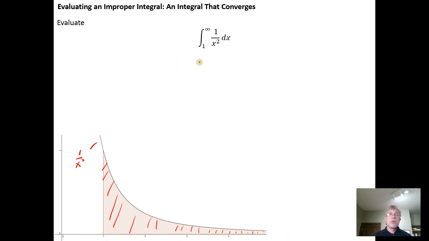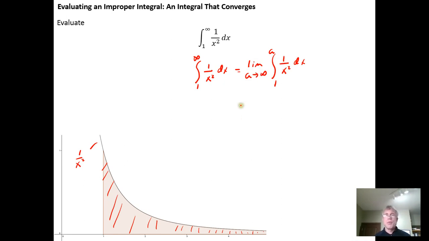So the way that we'll deal with this is we'll take the integral from 1 to infinity of 1 over x squared dx equals, and now we're going to take a limit because we can't plug infinity in for x anywhere because infinity isn't a number. It can't be plugged in to x. We're going to instead take the limit as a goes to infinity of the integral from 1 to a of 1 over x squared dx.